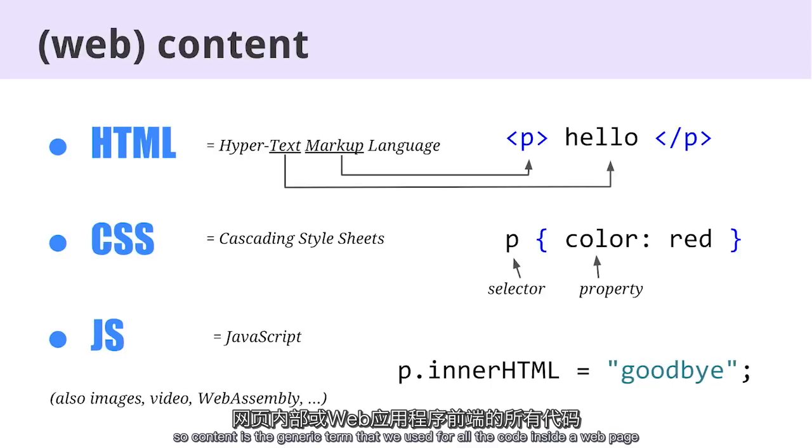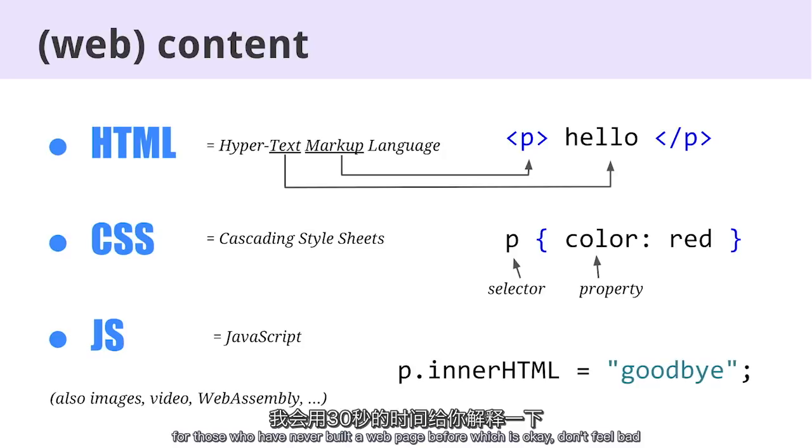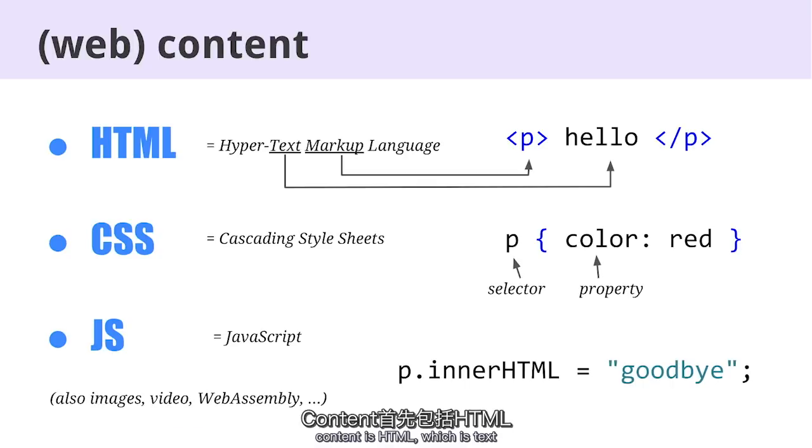So content is the generic term that we use for all of the code inside a web page or the front end of a web application. And I'm just going to do 30 seconds for those of you who have never built a web page before, which is okay, don't feel bad. Content is HTML, which is text, and markup surrounding the text, like the P in the angle brackets that creates a paragraph. Then there's CSS, or style for short, which is selectors and properties. Like here we have a selector that says P, so it's selecting paragraph elements, and a property named color, whose value is red. So this style rule is telling the engine to render all paragraph elements with red text.